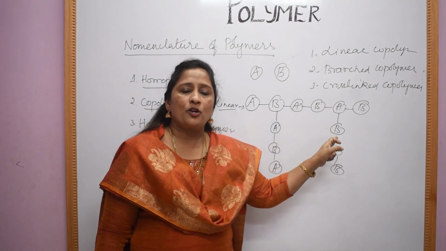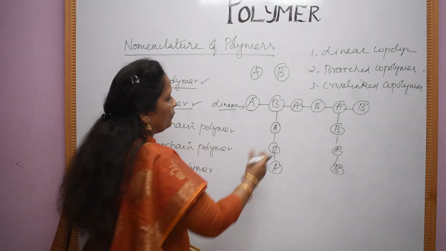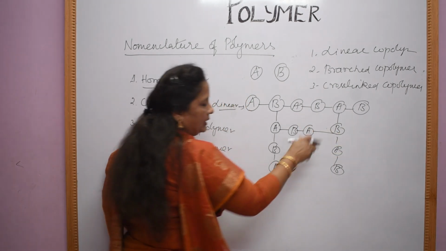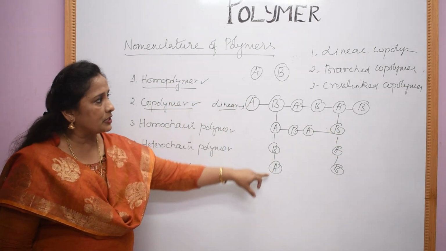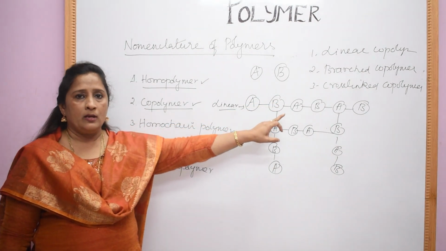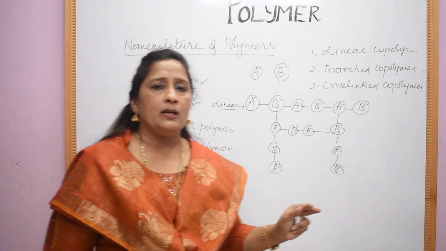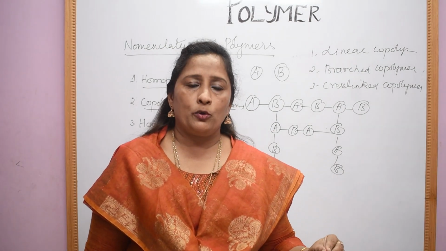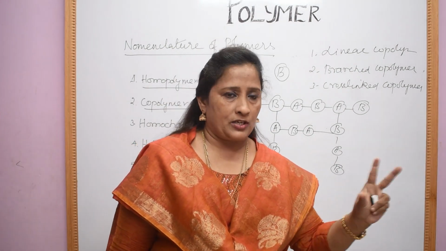So what may be the structure of a cross-linked copolymer? You have cross linkages between them, right? So you have cross linkages between them, and this is the structure of a cross-linked copolymer. So now we know what is a copolymer. A copolymer is a polymer which is made up of two different monomeric units having different chemical structure.